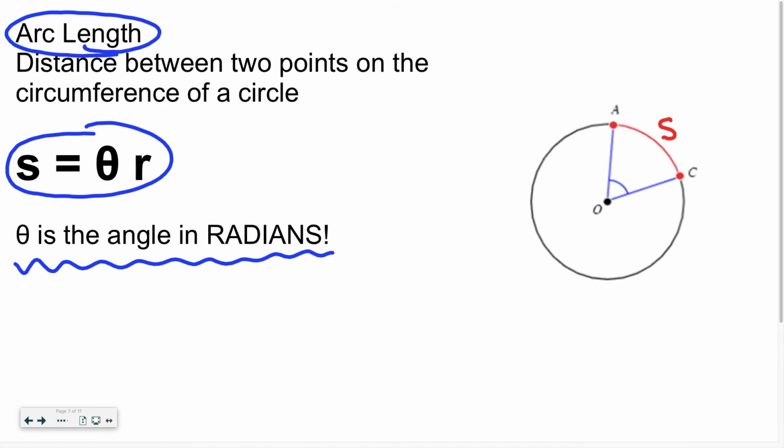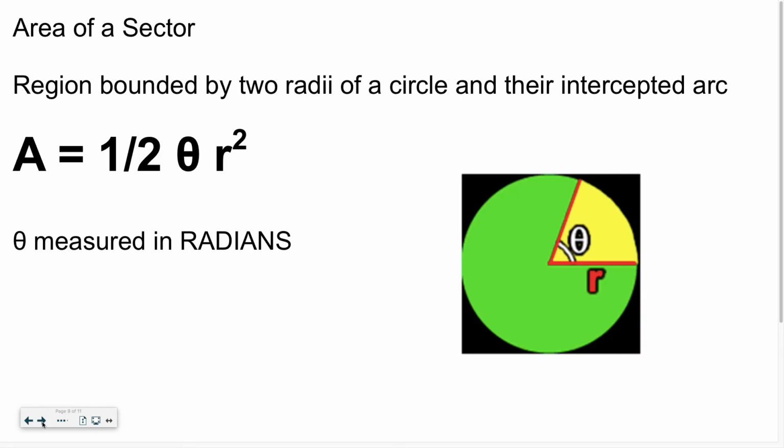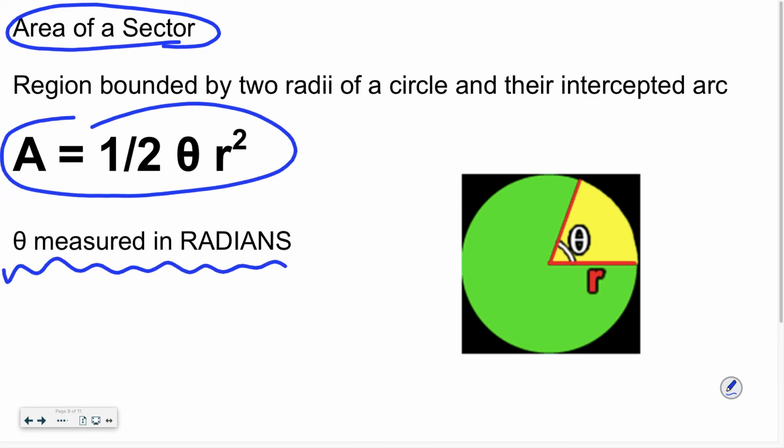r squared. Did you all write that theta has to be in radians? Since we took this from the radian formula and just rearranged the letters, the only way it's going to work is if you're in radians. And then if we're talking about the area of a sector, like this yellow pie slice, we need this formula, which once again, theta needs to be measured in radians. See you tomorrow.